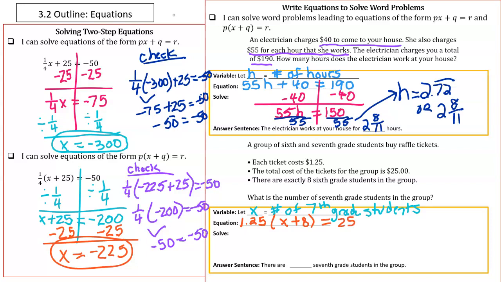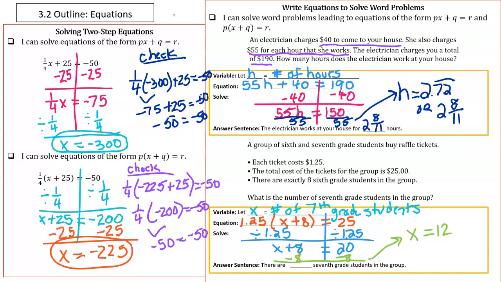Okay, so to solve this equation, first thing I'm going to do is divide each side by 1.25. So on the left, I have x plus 8. And on the right, when I do 25 divided by 1.25, I end up with 20. The last thing I'm going to do is subtract 8 from both sides. So I end up with an answer of x equals 12. So the answer sentence is that there are 12 7th grade students in the group.